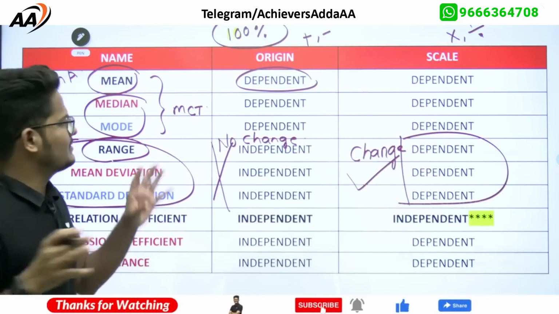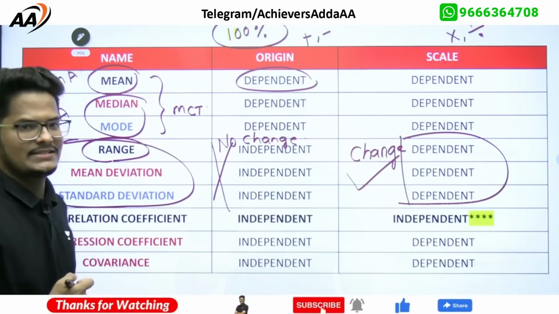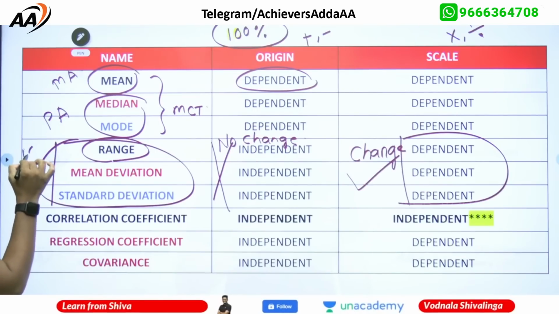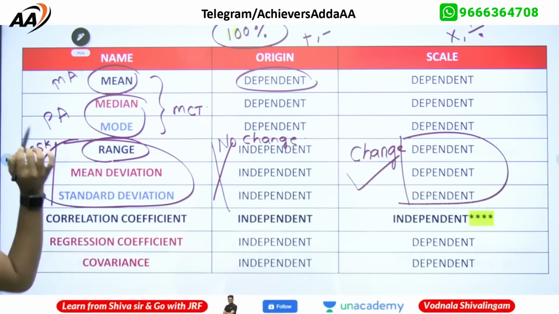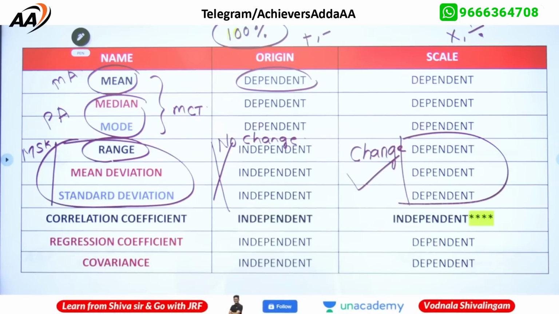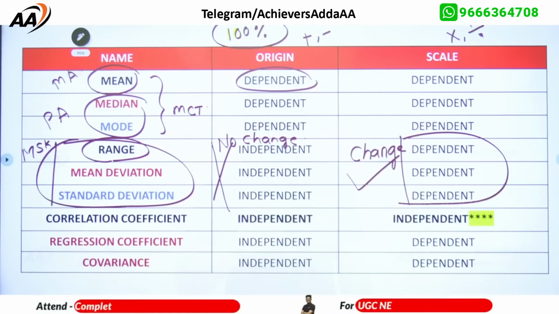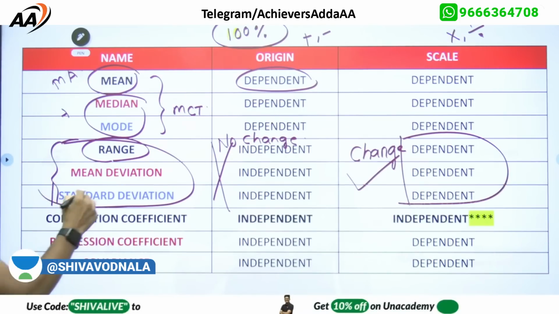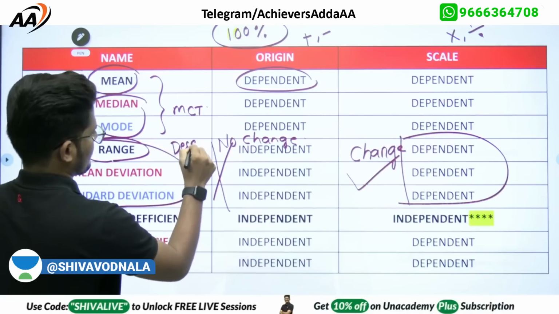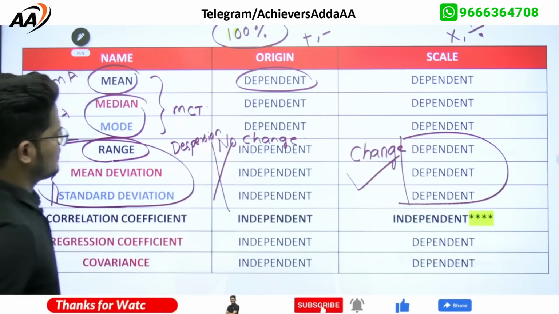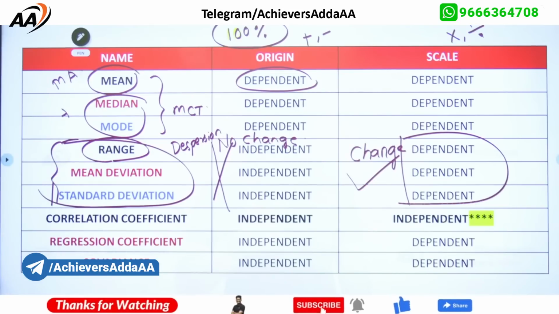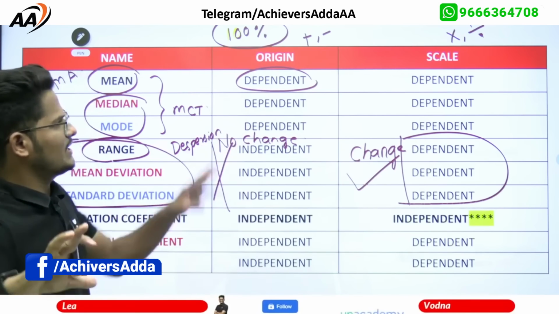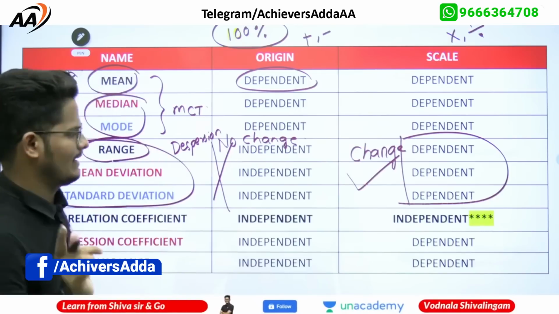Now please tell me, these are measures of central tendency, right? First three. Now what are these three? Measures of dispersion. Sorry, I said skewness, but these are measures of dispersion. Measures of dispersion are independent of origin, dependent on the scale.